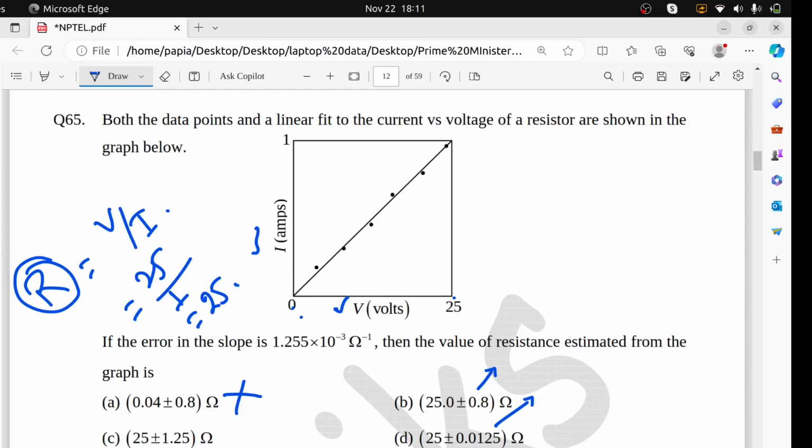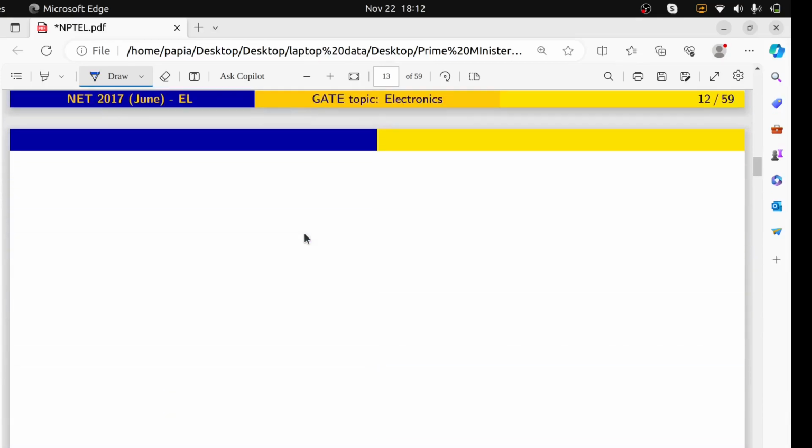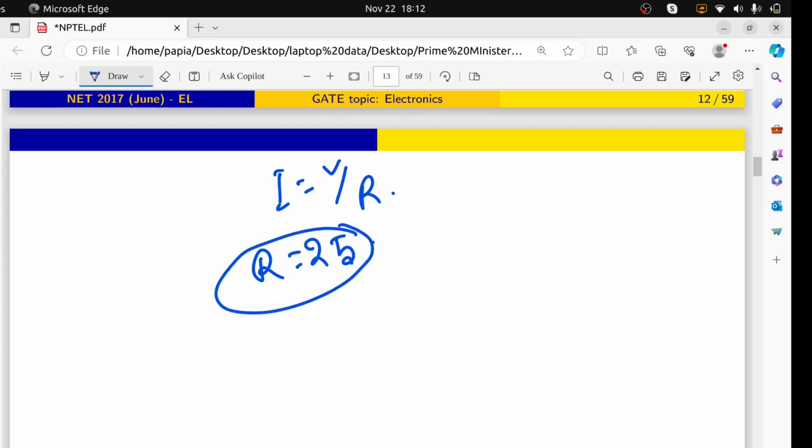So we have to calculate how much error is there in the calculation of resistance. Okay. So how to do that? First of all, I equal to V by R, right? Now our R was what? 25. We have calculated the principal value of R was 25. Now we just need to calculate the error in R. That we need to calculate. So how to do that?